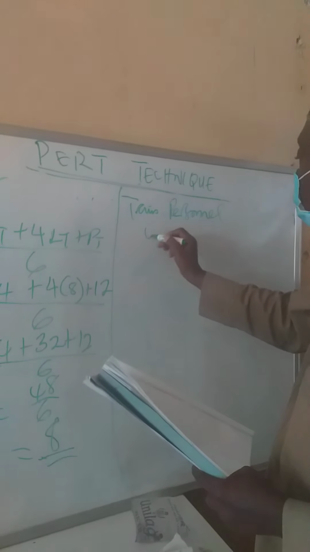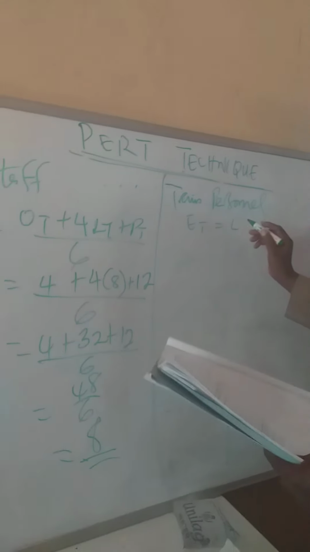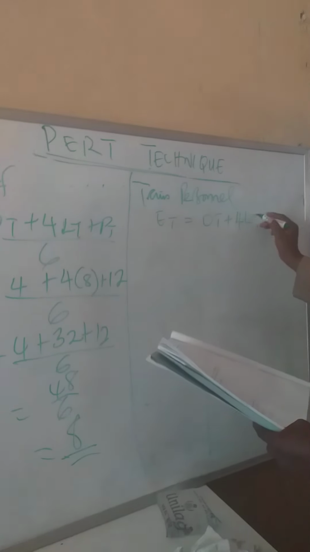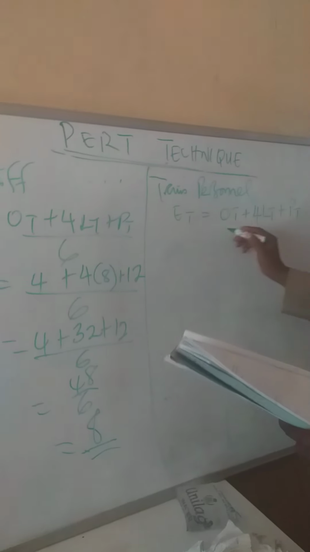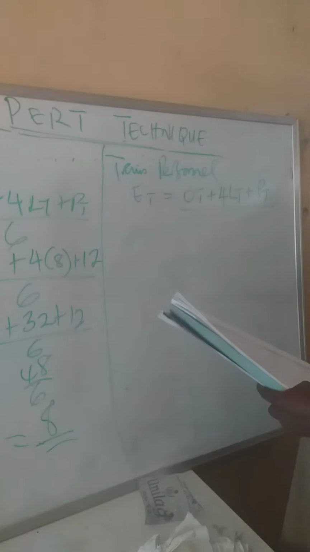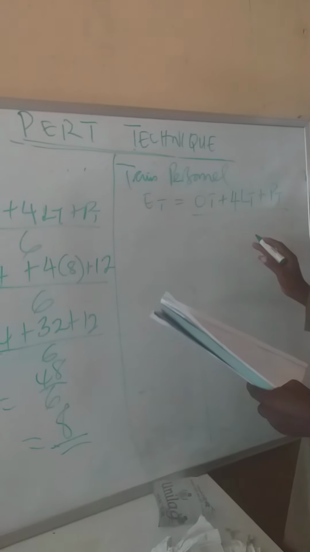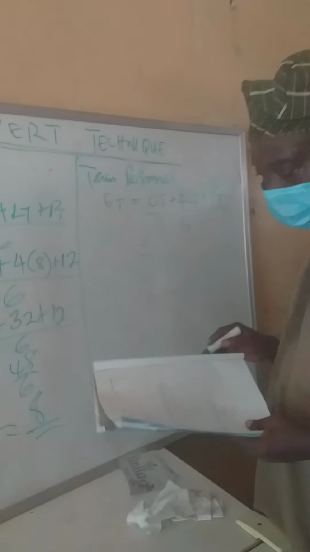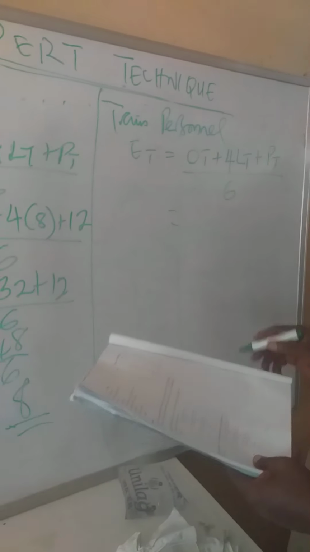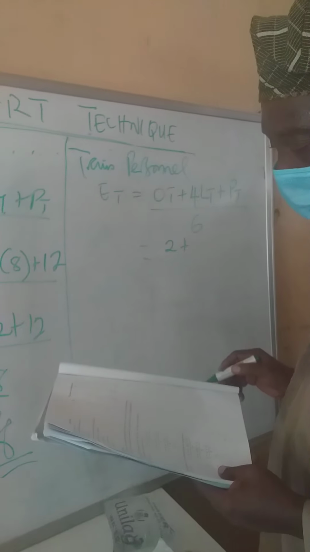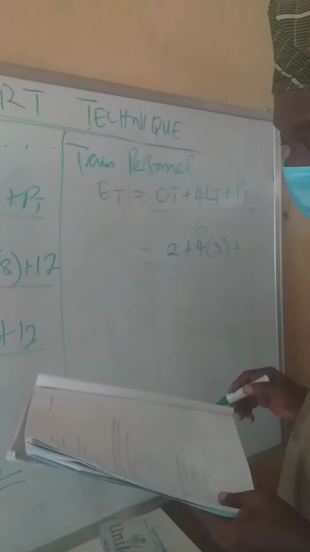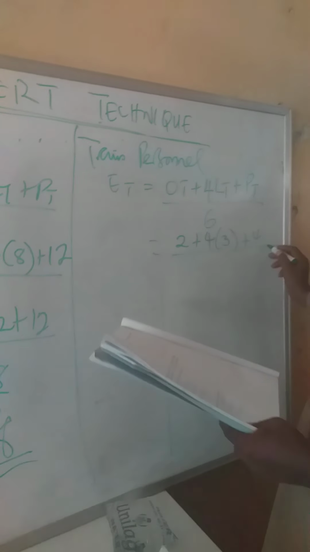We have, as usual, OT plus 4 LT plus PT. I'm trying to write the formula every time so that people will not say how did they get whatever. Our OT from the figure under trained personnel is 2. Our LT is 3, 4 times 3. Our PT is 4. Everything divided by 6.